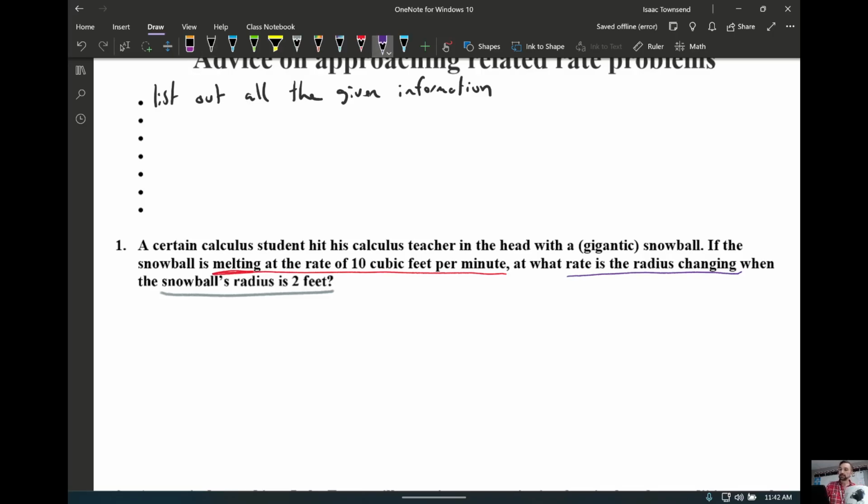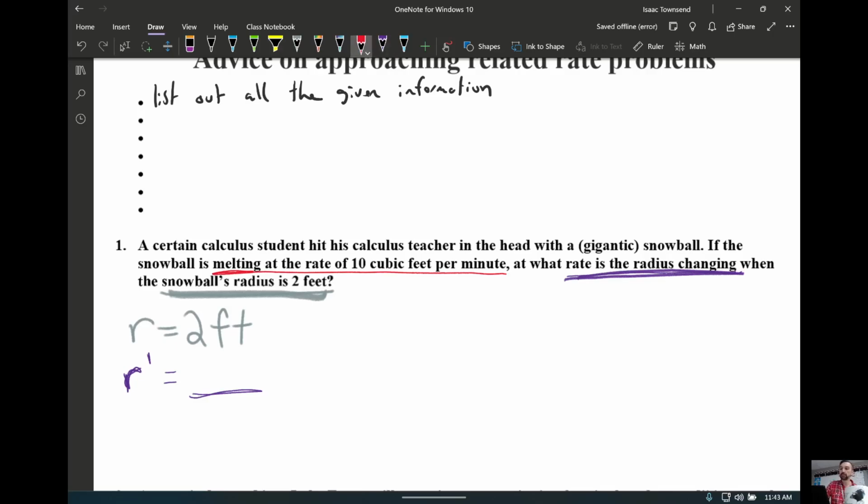So when it says the snowball's radius is 2 feet, I'm going to say R equals 2 feet. What rate is the radius changing? So this is what we are trying to find. What variable do you think that is? Okay, so it's radius, but it's how it's changing. So that's not R, that's R prime. It's the rate of the radius.